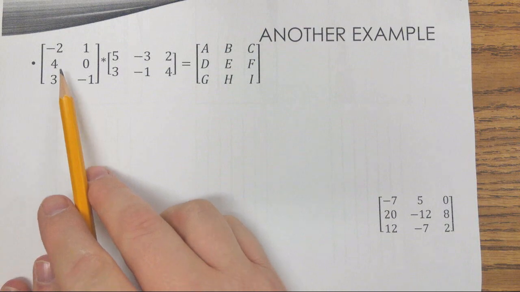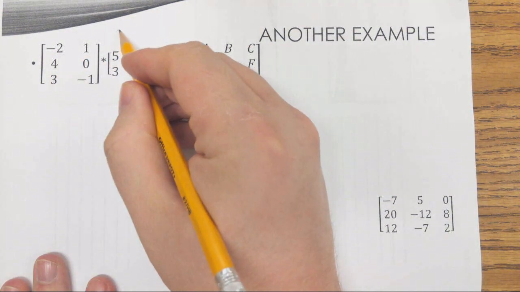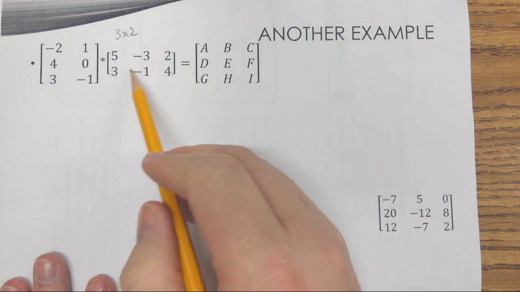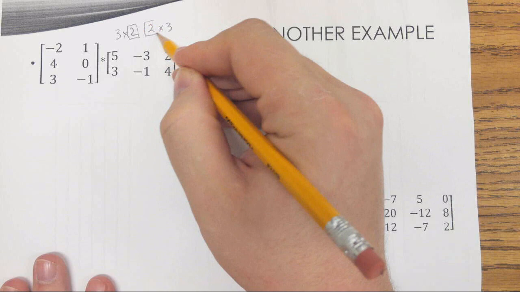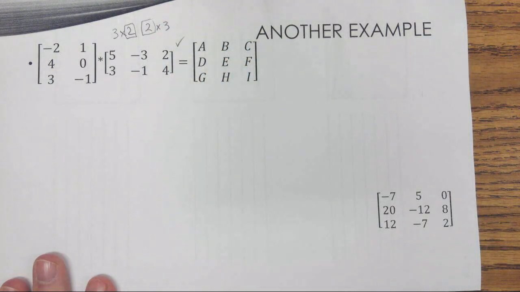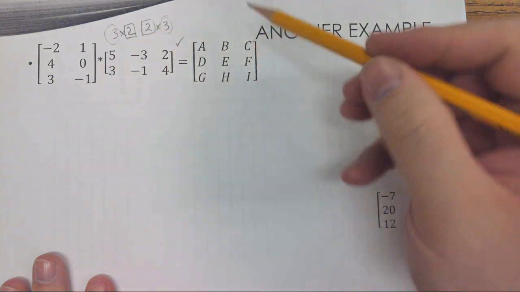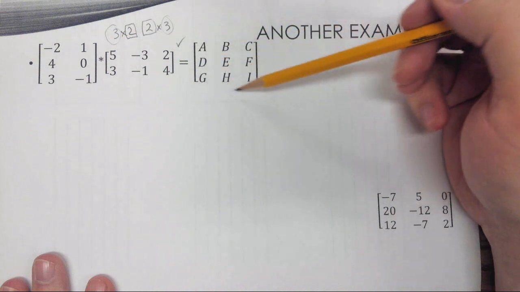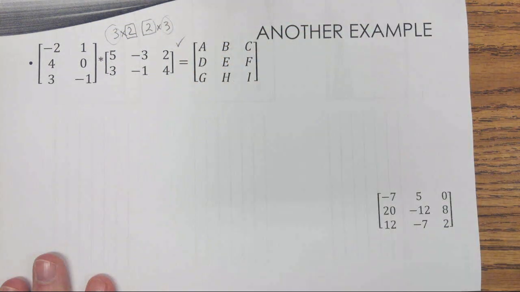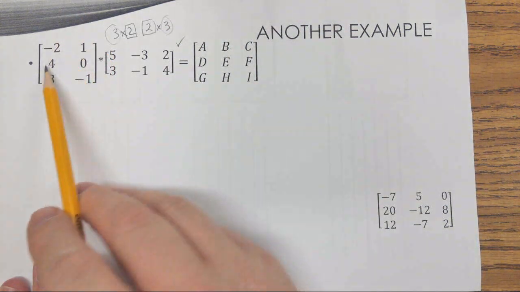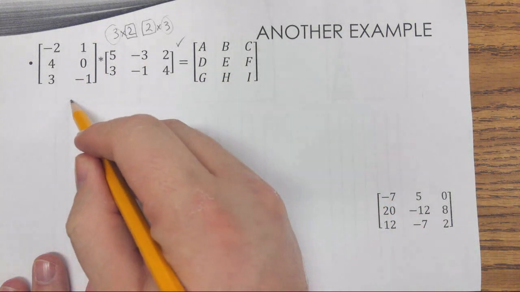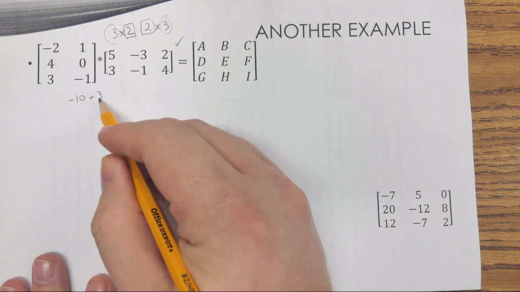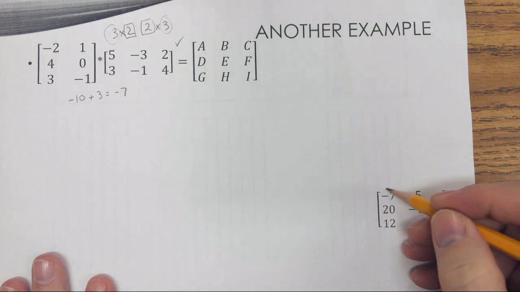So first things first. This is a 3 by 2 matrix. This is a 2 by 3 matrix. The columns and the rows match, so I can multiply this together. Not only that, but the outer numbers are 3 by 3, so I know that my answer is going to be a 3 by 3 matrix. Alright, let's do the first one. Row 1 times column 1. So I got negative 2 times 5 is negative 10. 1 times 3 is 3. That's negative 7. So I put negative 7 into element 1.